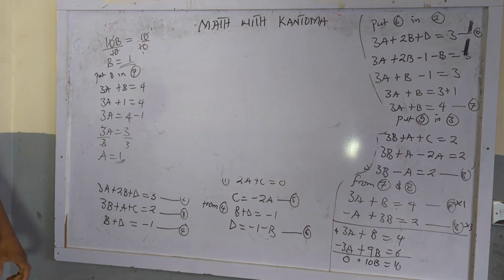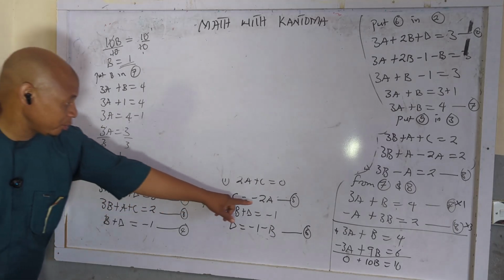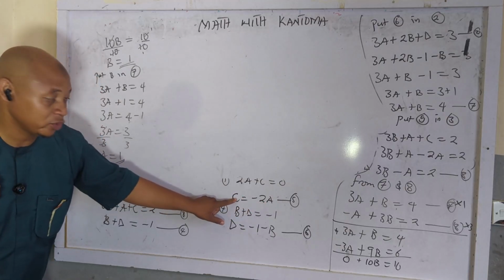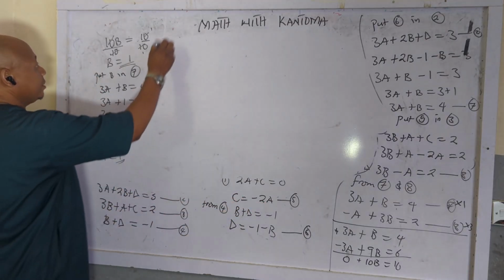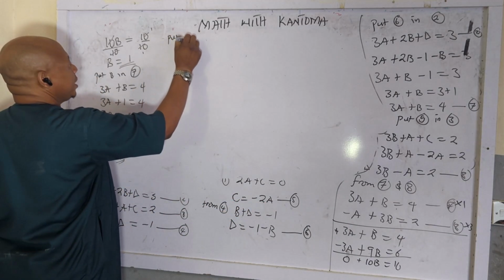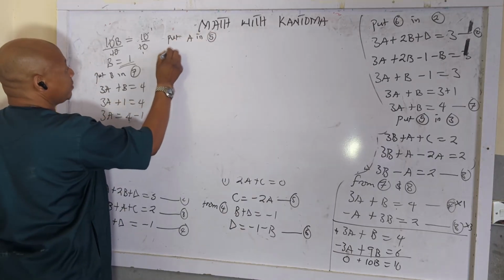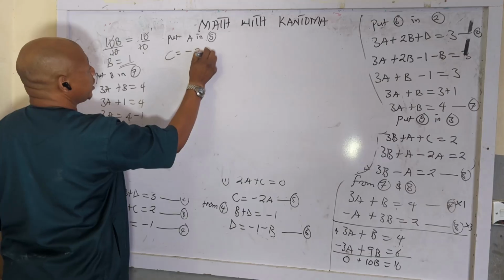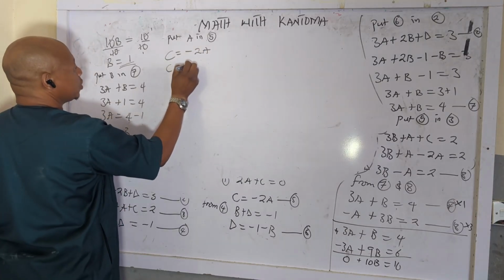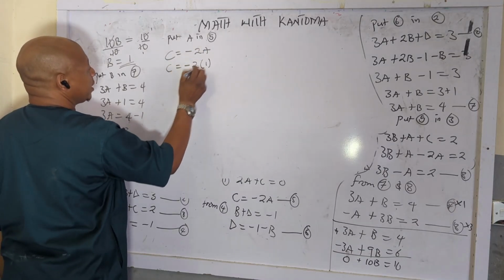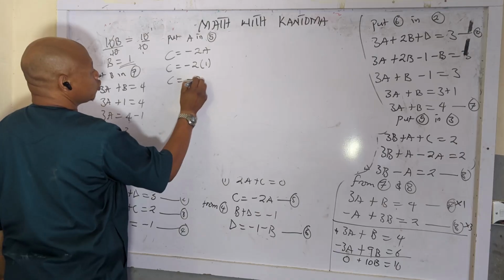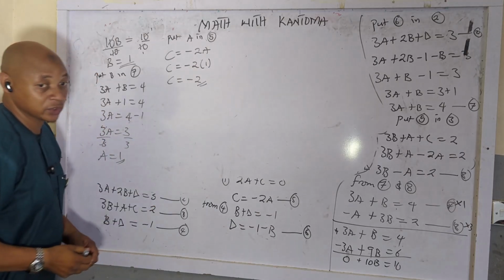So we can substitute the value of a in any of the equations again. Maybe put a in equation 5 to find the value of c. Equation 5 says c is equal to minus 2a. So when a is 1, c is equal to minus 2 times 1. 2 times 1 is 2, so c is equal to minus 2.